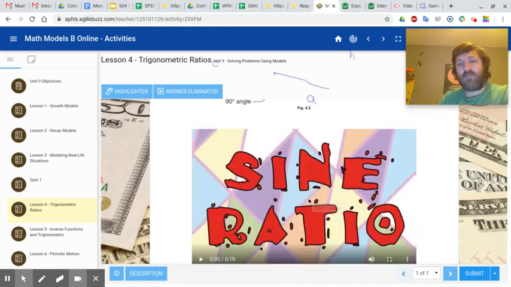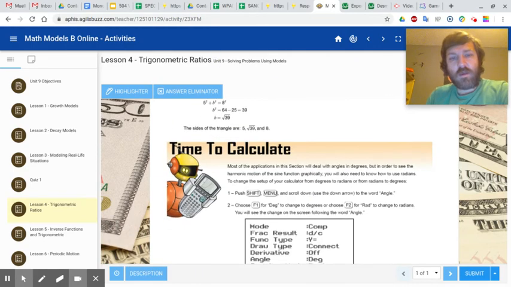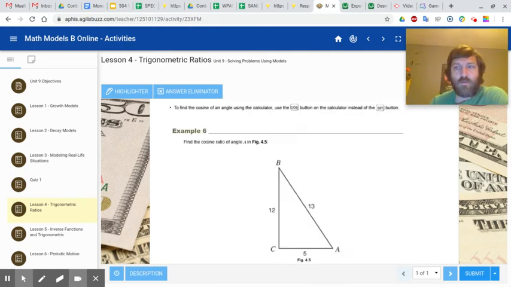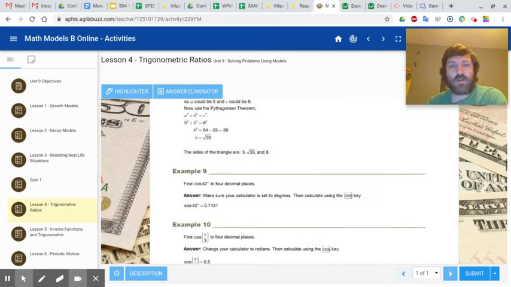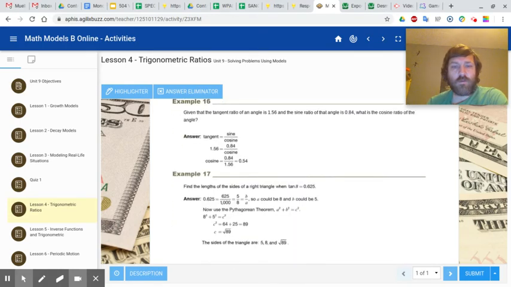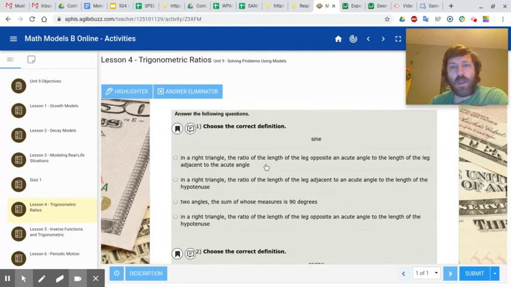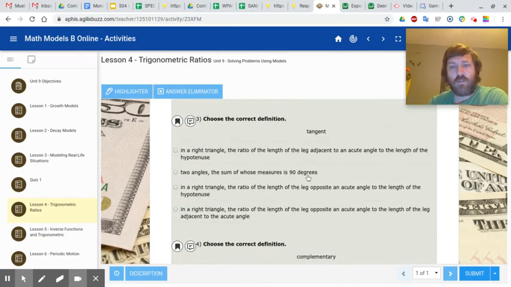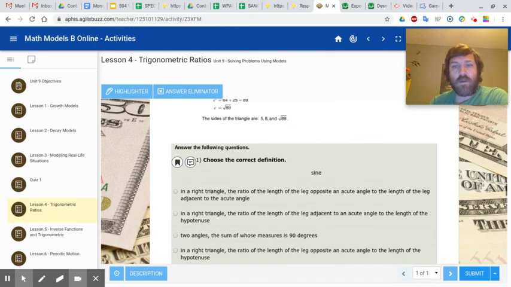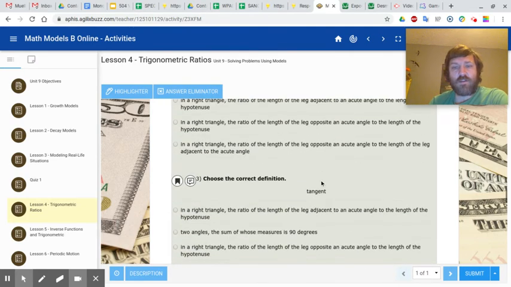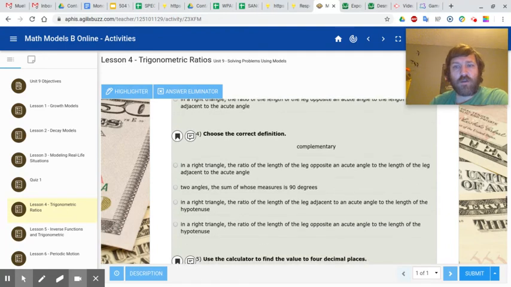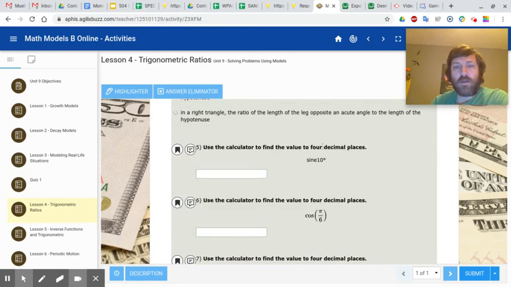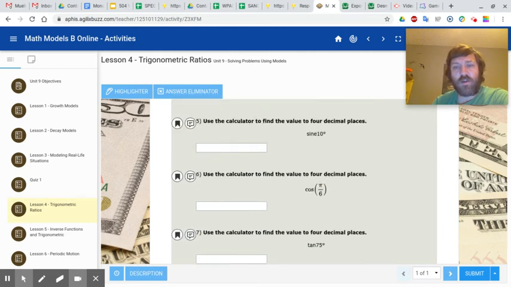I'm going to try my best to make this as easy as possible. This is something that you probably had exposure to in a geometry class, so I'm going to walk us through the vocab. You just have to do your own: sine, cosine, tangent. It just asks you what they are. Those are the three main trigonometric relationships. Complementary is another vocab word.